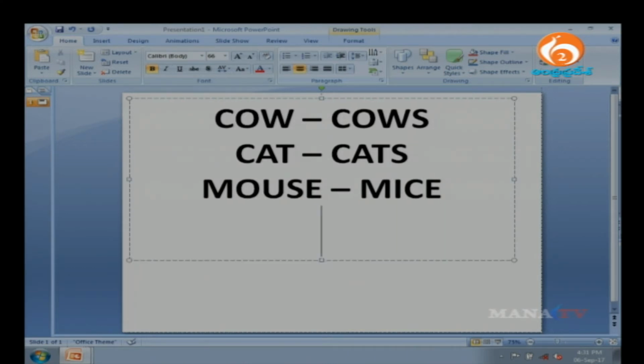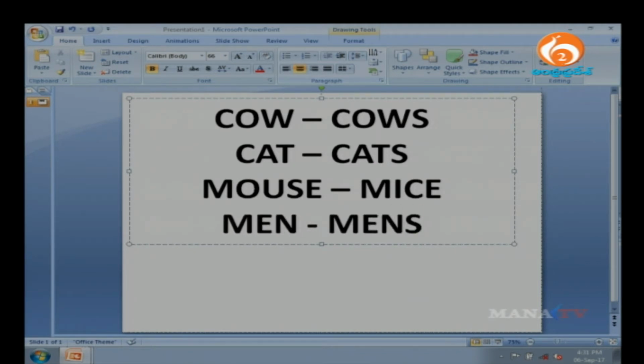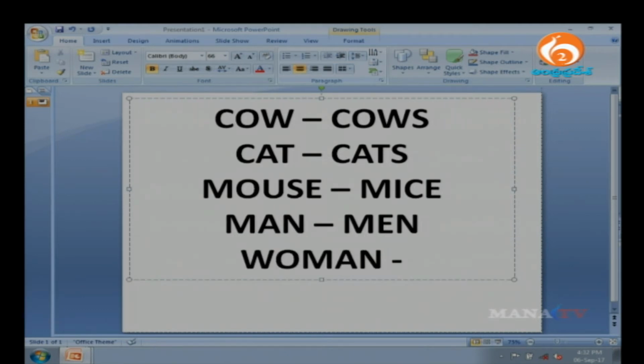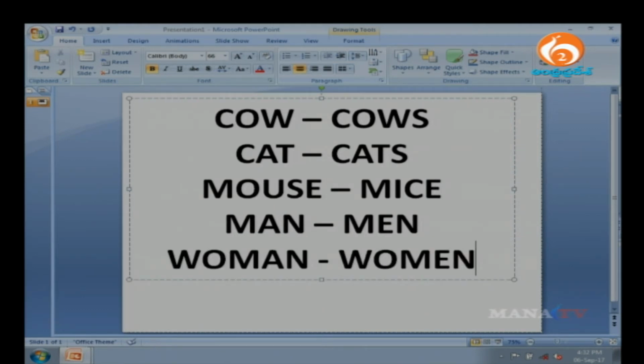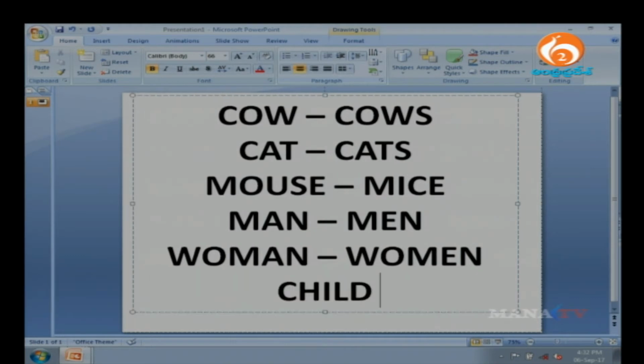That's a plural form. For example, if I have the word man, can I say man's? Applies to women's. It's children. S to children and they say children's. It's not children's, it's children because children itself is a plural.